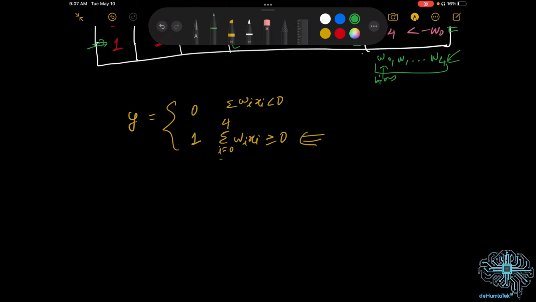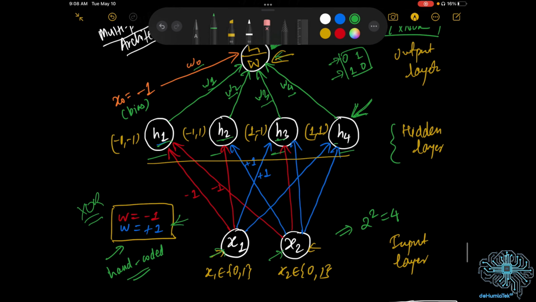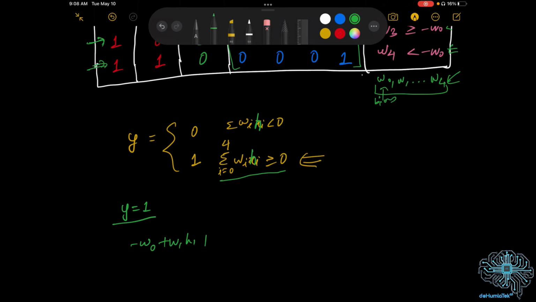Let's expand this equation. For the neuron to fire we have this condition, so let's expand it: it should be minus W0 plus W1 H1 plus W2 H2 plus W3 H3 plus W4 H4. For the output layer, H1, H2, H3, H4 are the inputs, so that's why we're changing X to H. This is going to be greater than 0 for the neuron to fire.